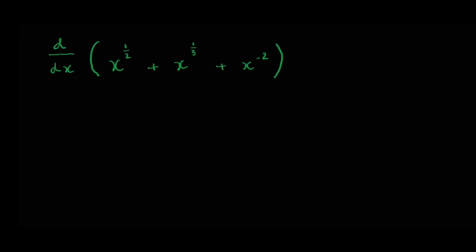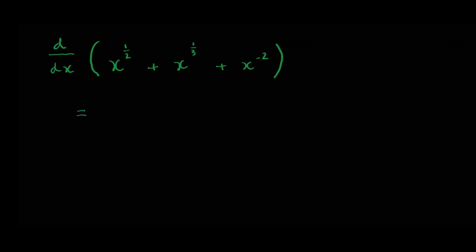Here's another example with negative and fractional indices. So it wants to know what is d over dx of x to the power of a half plus x to the power of a third plus x to the power of negative 2. Even though it looks intimidating, it actually follows exactly the same rules as the two we've done before this. And once again, I've just done a different notation to show the different ways it can be written, but it means exactly the same as the two that we did before.